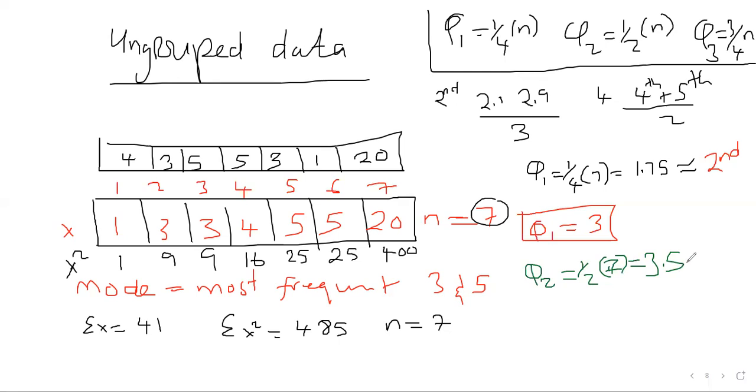So which one is our fourth number? 4. I spent that it is 4. Good. So the second quarter is also called the what? The median. So our median is 4.